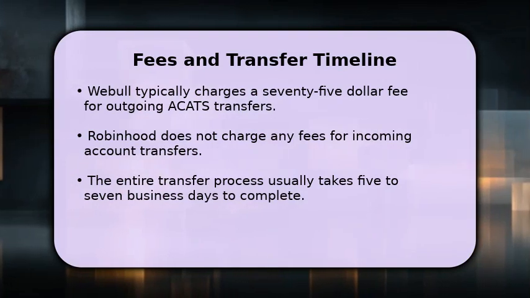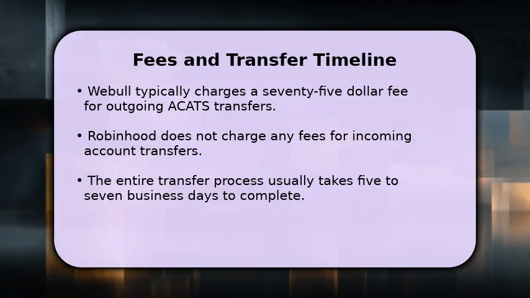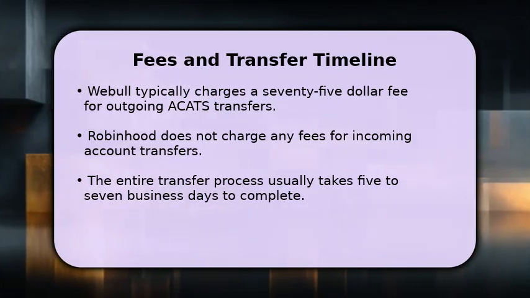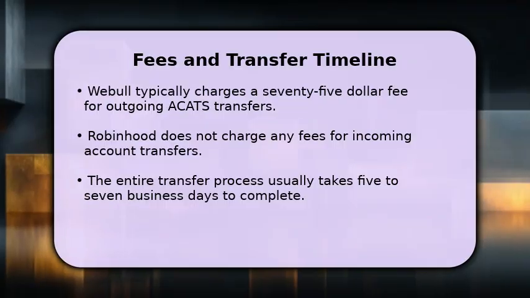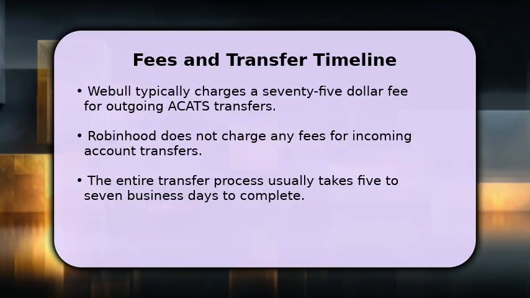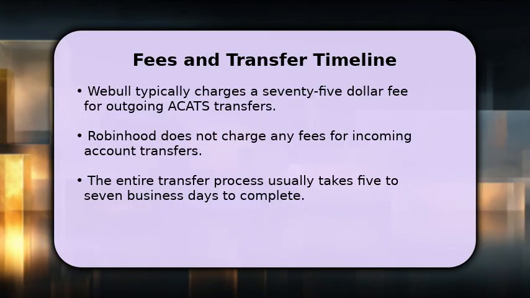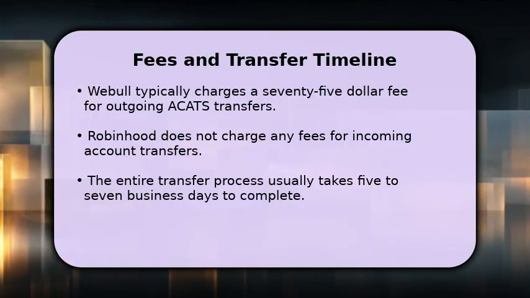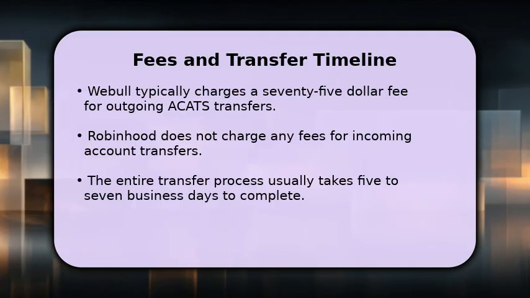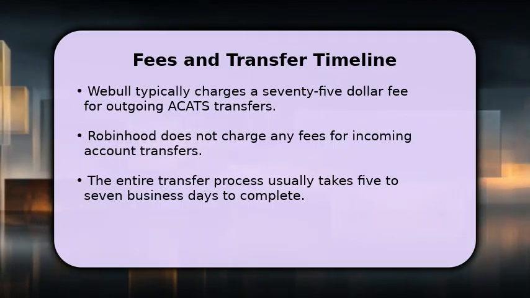Understanding the costs and timeline is important for a smooth transfer. Webull generally charges a $75 fee for outgoing ACATS transfers, which might be deducted from your account or added to your Robinhood account as a debit. Fortunately, Robinhood does not charge any fees for receiving incoming transfers.